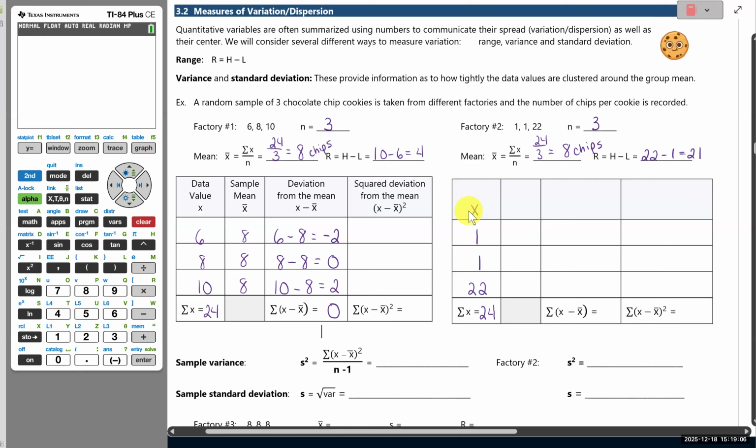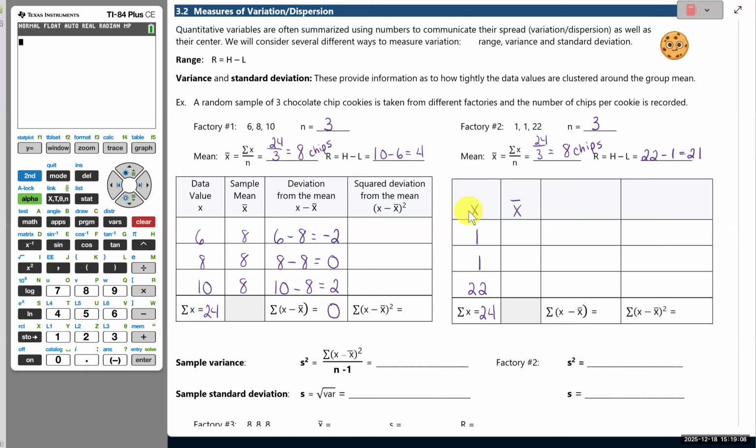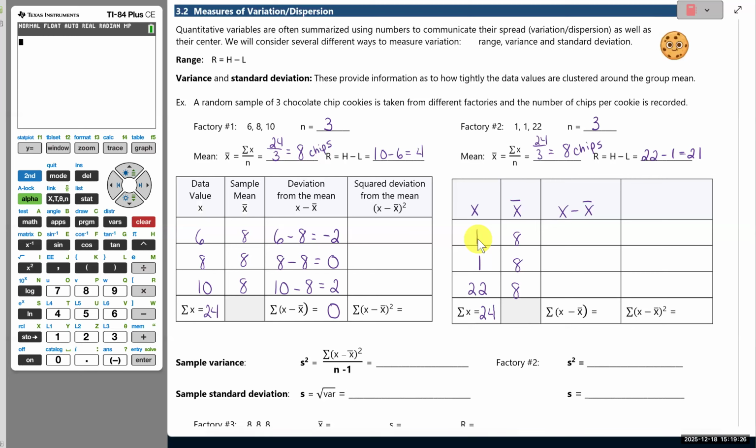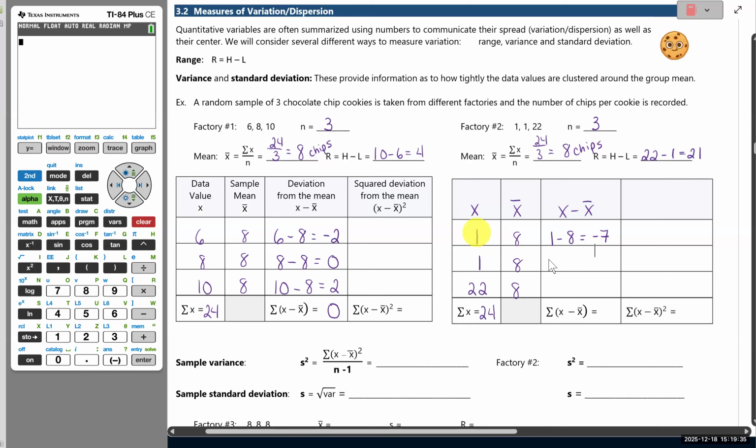All right, so we have X, the data. Let's put the mean, the group mean, next to each of those cookies. And then we're going to look at the deviation of each cookie from the mean. So X minus the mean. All right, so here's where we're going to see quite a difference from the first factory. So that first cookie had 1 chocolate chip. So if we subtract 8, that is going to be -7. So 1 chocolate chip is 7 chocolate chips below the average of that group.